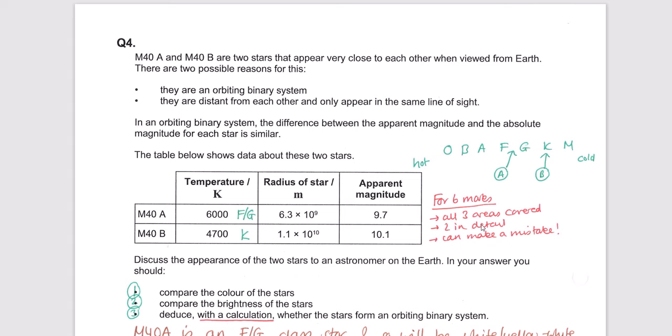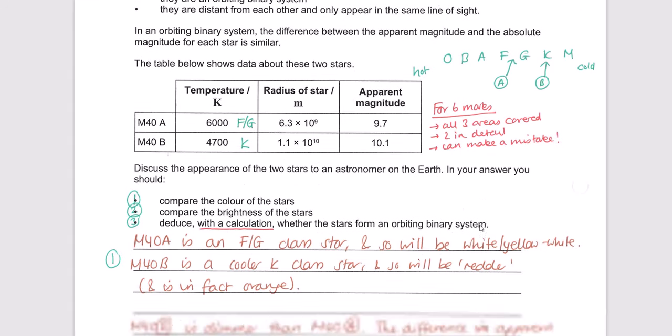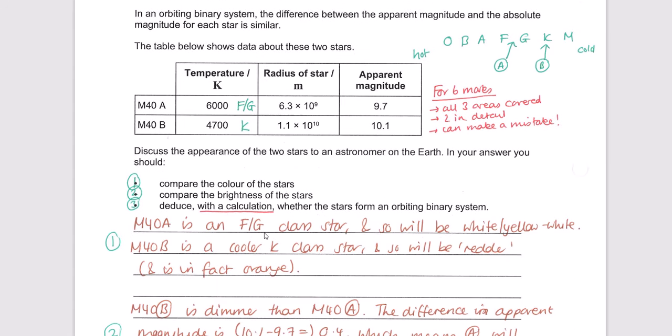So I'm going to write that down to start with. Okay, so for my first thing, M40A is an FG class star, and so will be white or yellow white. M40B is a cooler K class star, and so will be redder because it's cooler and it is in fact orange. Next is compare the brightness of the stars.